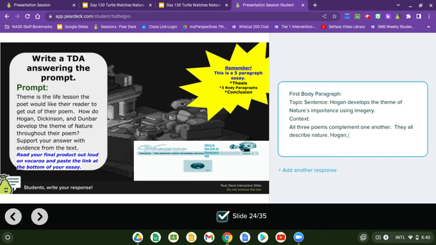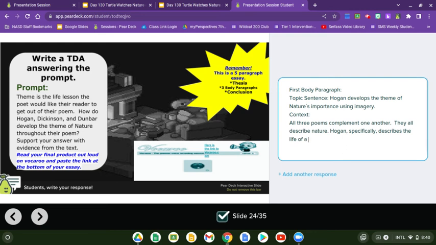And then you could get a little more specific. Hogan specifically describes the life of a turtle. And not just any old turtle, a sea turtle. You may take a moment right now to update your notes so you can have these sentences and sentence starters. Go ahead.